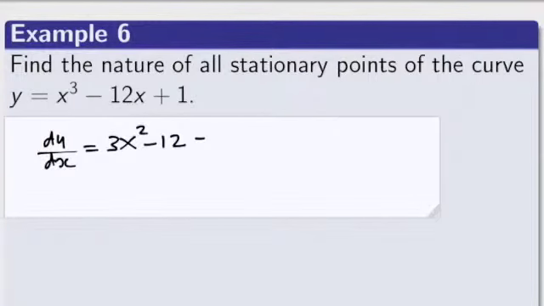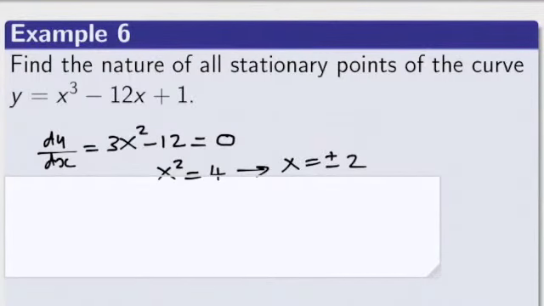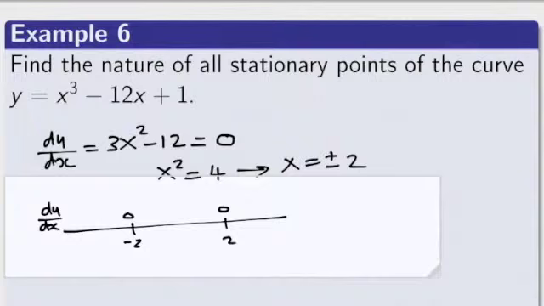So we'll set the derivative of y with respect to x equal to 0, and if we solve for x, we obtain x squared equal to 4, which results in x equal to plus or minus 2. So at x equal to plus or minus 2, we have stationary points. Now we need to determine the nature of those stationary points. So at minus 2, we have a stationary point. At plus 2, we have a stationary point, and dy/dx at minus 2 is 0. At plus 2, dy/dx is 0.